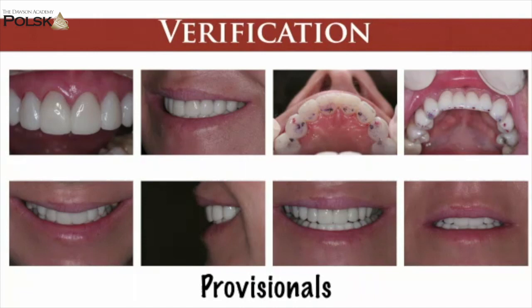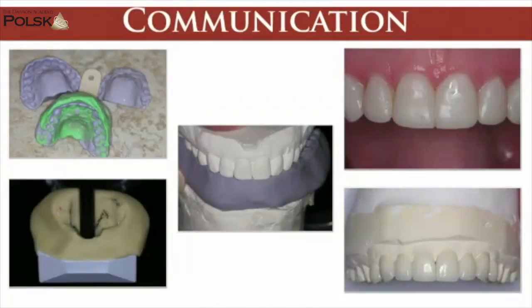So we need to verify in the provisional phase that we have achieved our aesthetic success, our phonetic success, and our functional success. Sprawdzamy więc na tych uzupełnieniach, czy osiągnęliśmy sukces estetyczny, fonetyczny i funkcjonalny. So the provisional phase of treatment is not something that needs to be rushed or hurried. This is our time to make sure that we have things correct. Oznacza to, że na etapie uzupełnień tymczasowych nie musimy się spieszyć. To jest czas, który my wykorzystujemy na weryfikację, czy wszystko poszło prawidłowo.